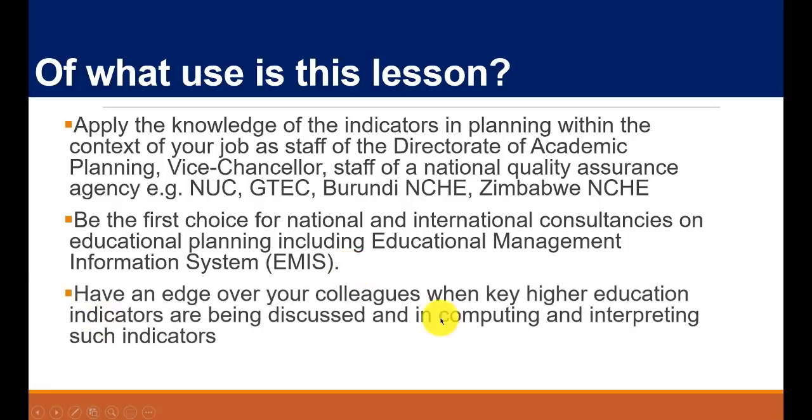So it's going to give you an edge over your colleagues when they're discussing higher education indicators. They're talking about gross enrollment ratio, net enrollment ratio, and all the efficiency indicators. The others will be looking lost, but you will come out, and it gives you that edge.